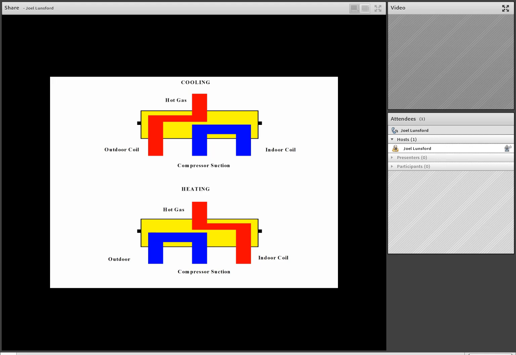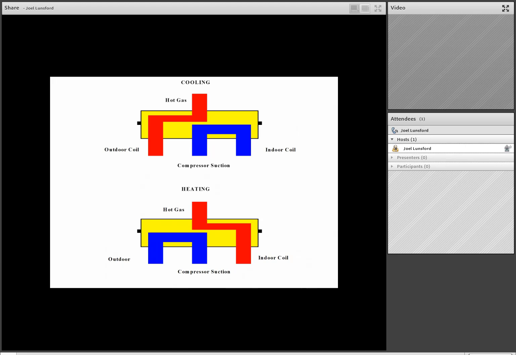So as we take a look at the cooling mode of operation at the top of our screen, we see that hot gas from the compressor will be diverted to the outdoor coil. And in the cooling mode of operation, the outdoor coil is actually acting like a condenser coil. And we're taking that hot gas and we are rejecting the heat off the hot gas and turning that hot gas into a liquid. We then bring that liquid into the indoor coil and spray it past the metering device.